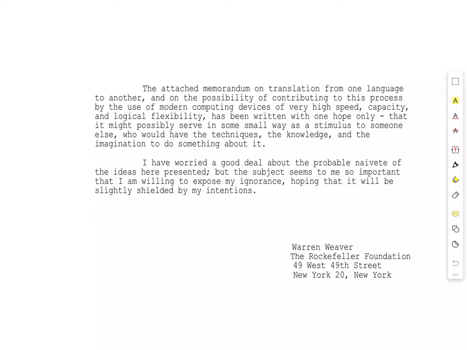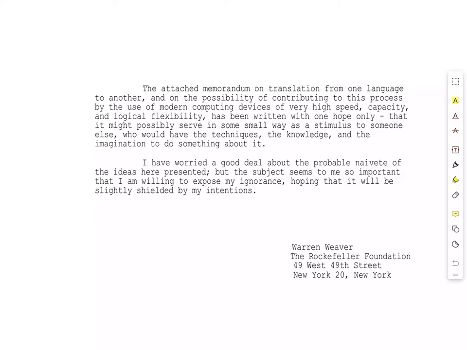Warren Weaver was a scientist and mathematician who worked for the Rockefeller Foundation. He was responsible, in part, for handing out and managing grants from the Rockefeller Foundation to various scientific and humanitarian enterprises.